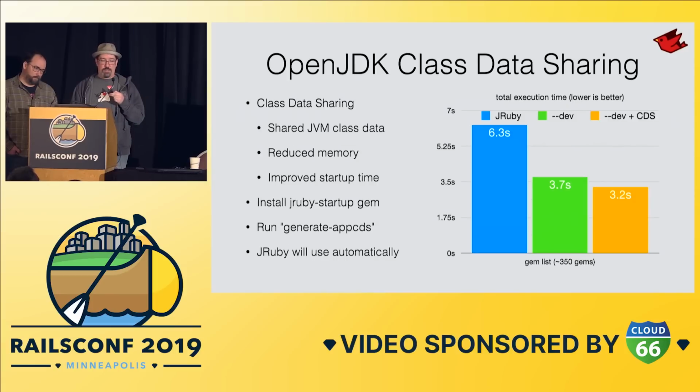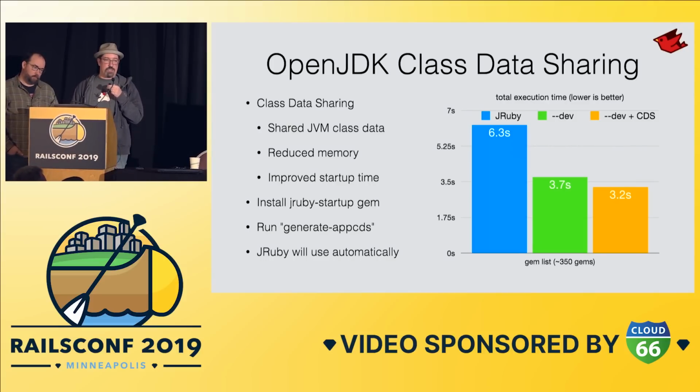Coming up with more JVM level features, OpenJDK from 9 and higher has a feature called class data sharing. And this basically lets us share all of that JRuby class information, all of our core code across JVM runs. So it's less to boot up, it gets going a little bit more quickly. This is starting to improve our startup situation there.